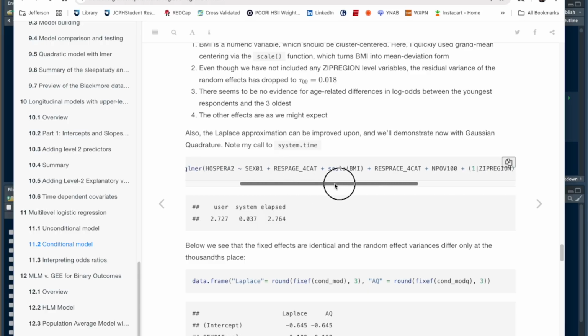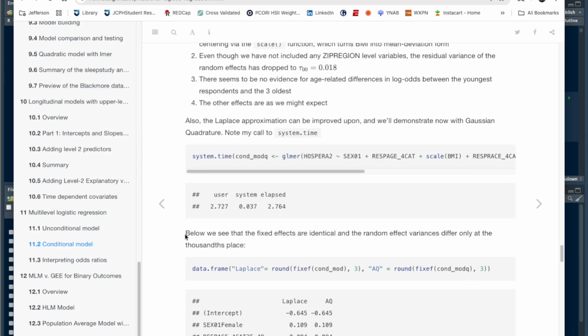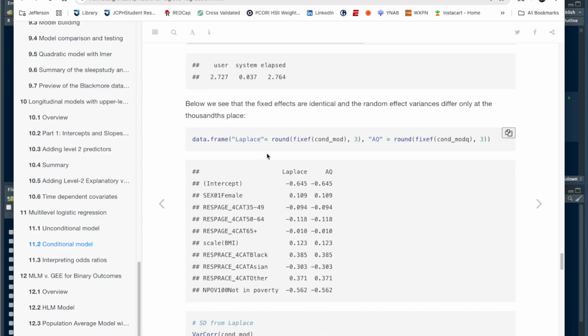Note that if you're interested, we'll get to the odds ratios in a minute. You can run this model using Gaussian quadrature. It takes a little bit more time, about 2 seconds to run. Ostensibly it should be a little bit more accurate, but as a good example, here is the model we just looked at, and the model using a more precise way to estimate. They are almost identical.